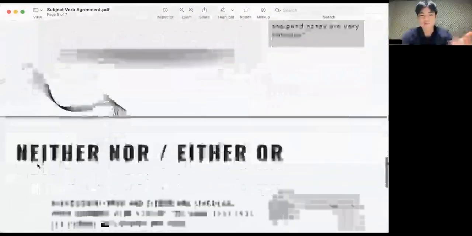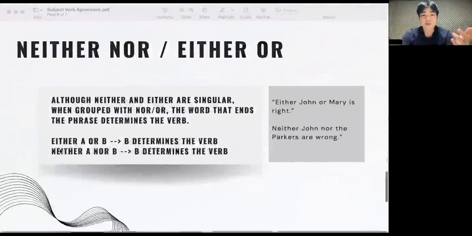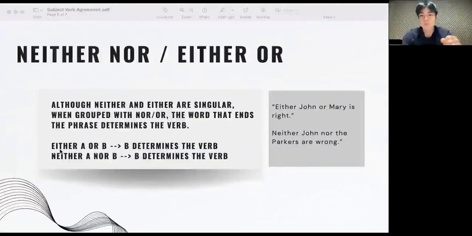Now, nearing the end of this lesson, we have neither/nor and either/or sentence structures. Although neither and either are singular, as we've established in our tricky singular section, when grouped with nor or or, the rule slightly changes and the noun that ends the phrase is what determines the verb. The rule written out below shows that in a sentence, either A or B, it is B which determines the verb. Thus, if B is a singular noun, the verb will be singular, and if B was a plural, the verb would also be plural.